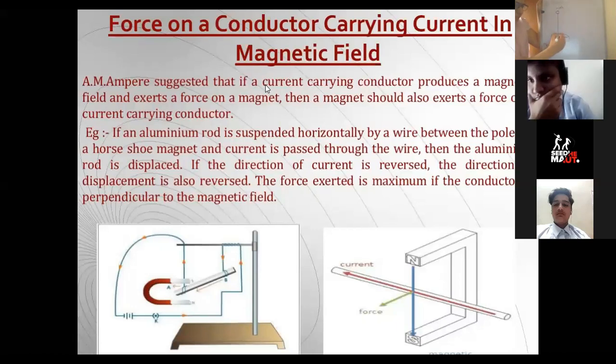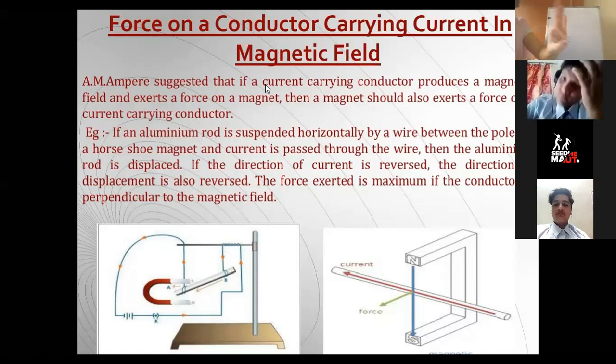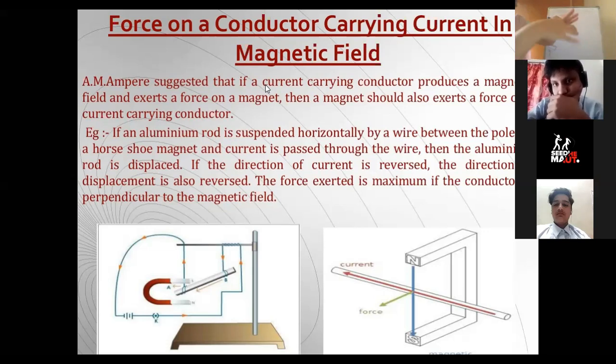Then a straight current carrying conductor will be attached to the hook, but it has to be attached in such a manner that it is free to move. For example, if this is the hook and I keep my other hand like this, they are free to move. They don't hamper each other.